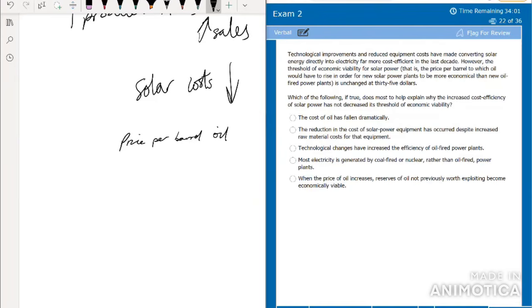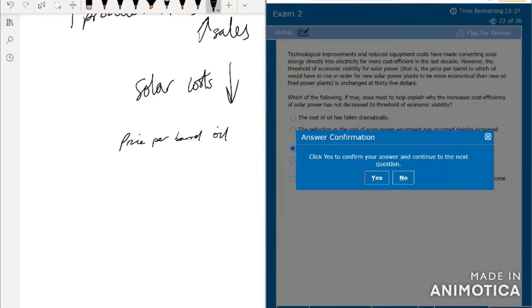unchanged at $35. Okay, so essentially, it's not about the cost of solar, it's about the cost of solar compared to oil, how useful oil is. Or at least how far each barrel of oil goes. So A is actually not right. B is irrelevant. C would be good because that's saying each barrel of oil has become more useful. Okay, so C, we're happy with C.